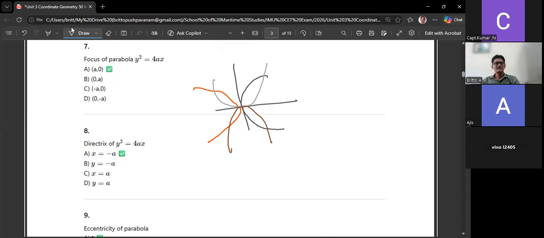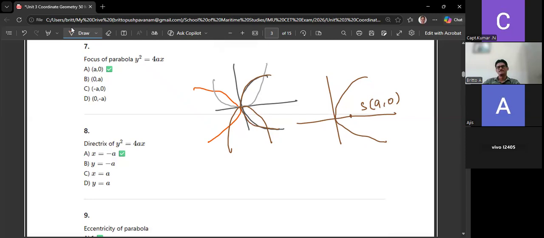Because they are asking the focus of the parabola y squared equal to 4ax, you should know the four different types. Then only will we have a different answer for the focus. For each parabola, we have a different answer. Now the first one, the parabola y squared equal to 4ax, opens to the right side. Here the focus of the parabola is here. This point is called the focus, which is (a, 0).